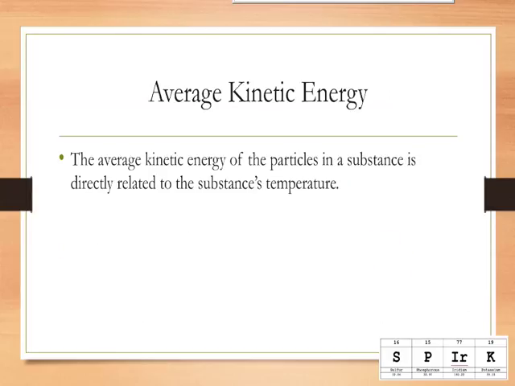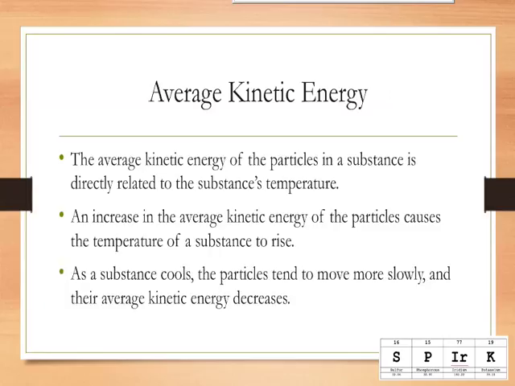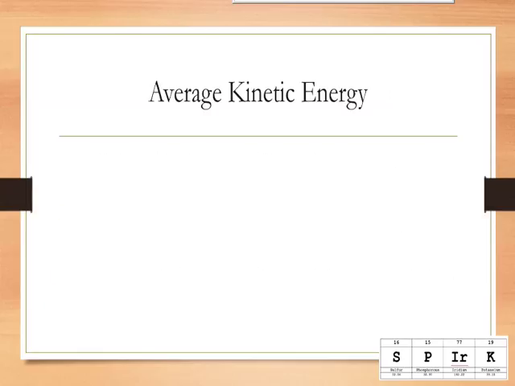The average kinetic energy of particles in a substance is directly related to the substance temperature. An increase in the average kinetic energy of particles causes the temperature of a substance to rise. As a substance cools, the particles tend to move more slowly, and their average kinetic energy decreases.